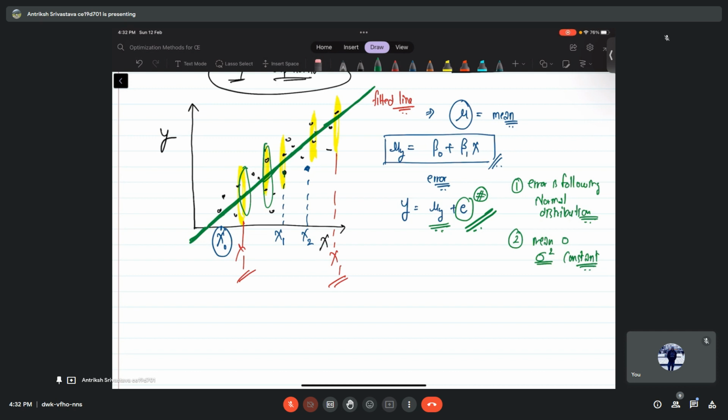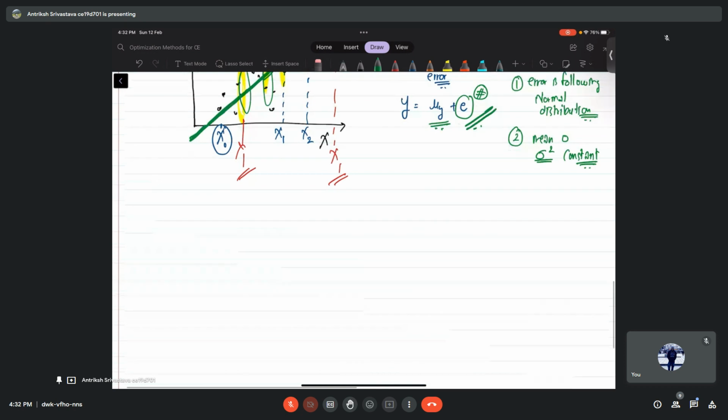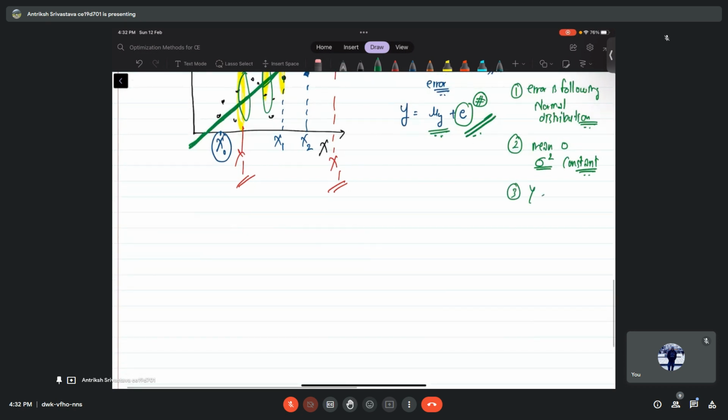But what other assumption is there? Another assumption is we are going to fit a linear regression. We are going to fit a line equation here. So that means that we are assuming that the relation is linear. So this is another assumption, that they are related linearly. Okay, what is the fourth assumption?